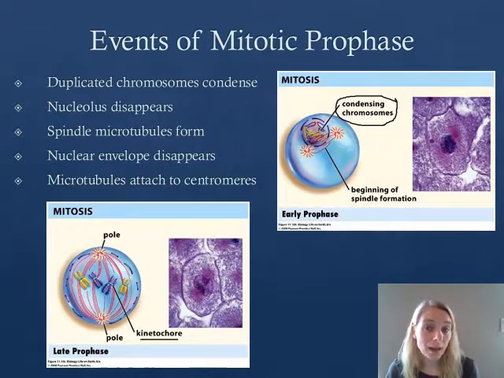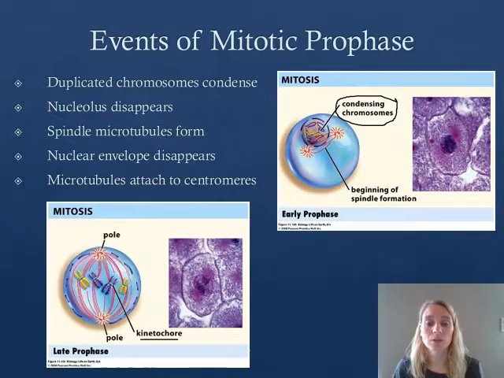So there's a lot of things happening in prophase. The chromosomes are condensing, the nucleolus disappears, the nuclear envelope disappears, the spindle is starting to form, and the microtubules are starting to attach, as the spindle is growing towards those chromosomes. All right, so that's prophase, the first part of mitosis.